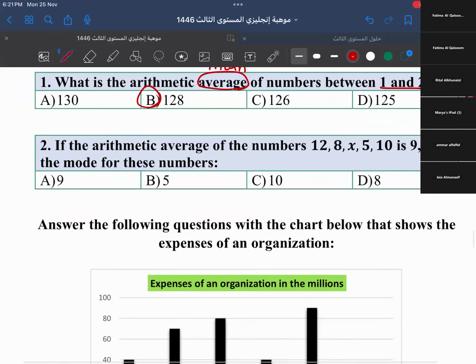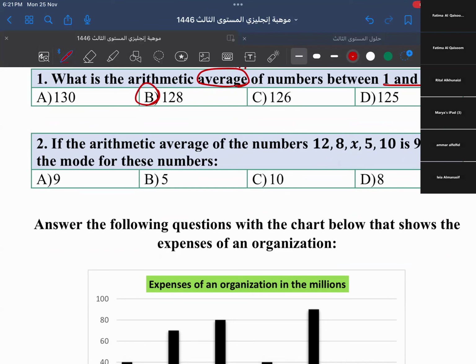Question 2. Anyone can read the question? Deem, do you want to read it? If the arithmetic average of the numbers 12, 8, x, 5, 10 is 9, then what is the mode for these numbers? Okay. So first, if I want to find the mode of these numbers, I need to know what x is, right?